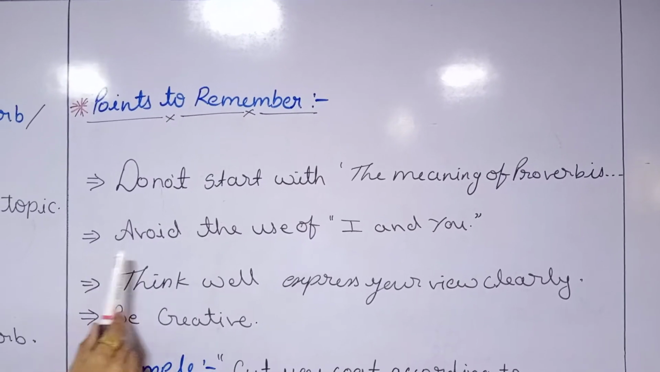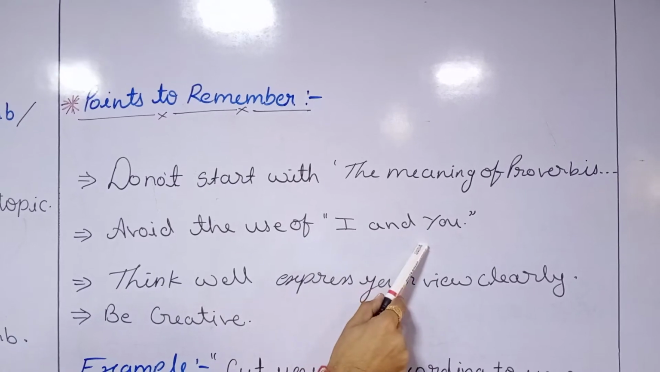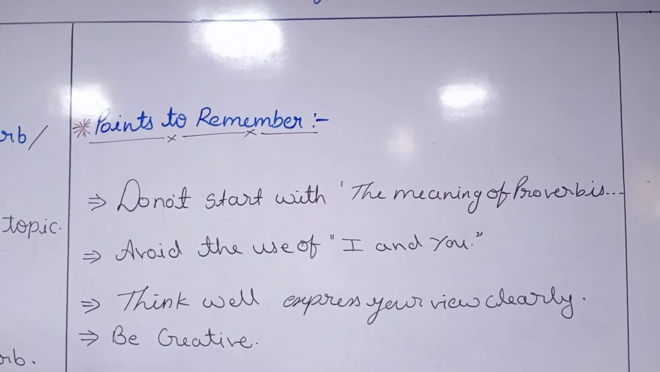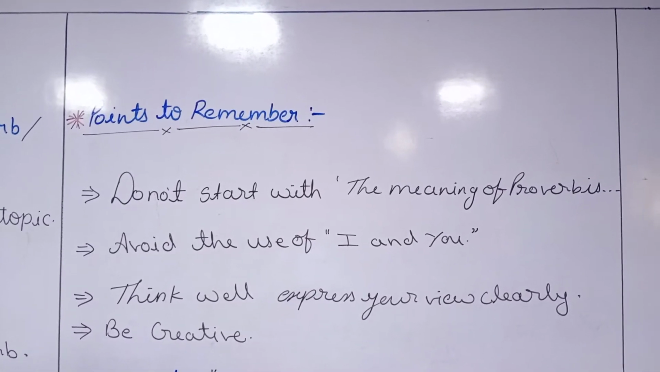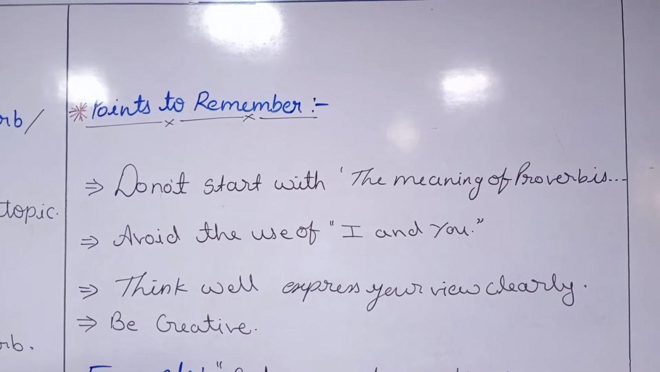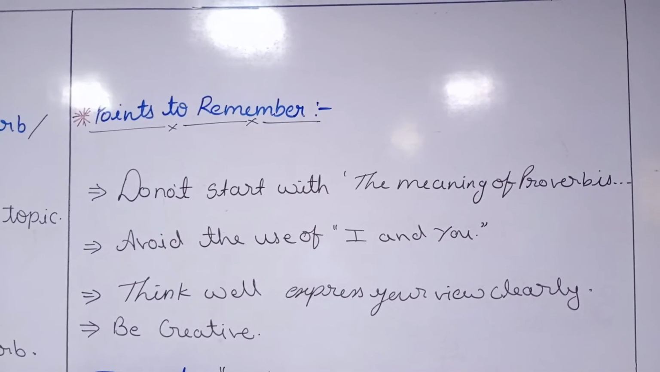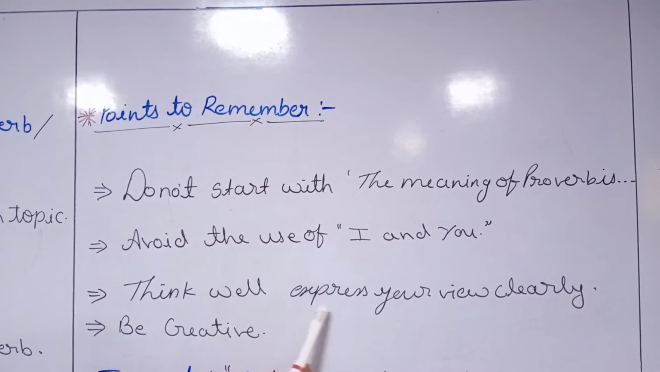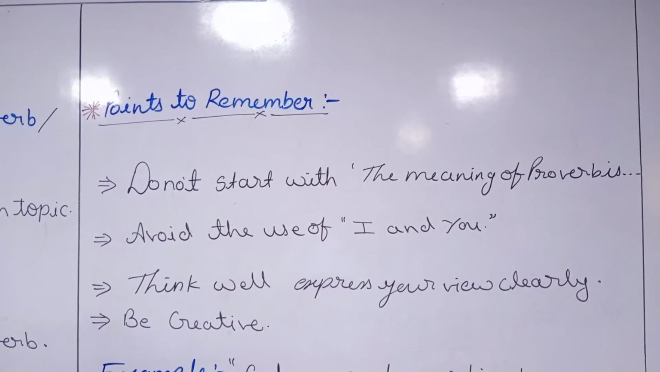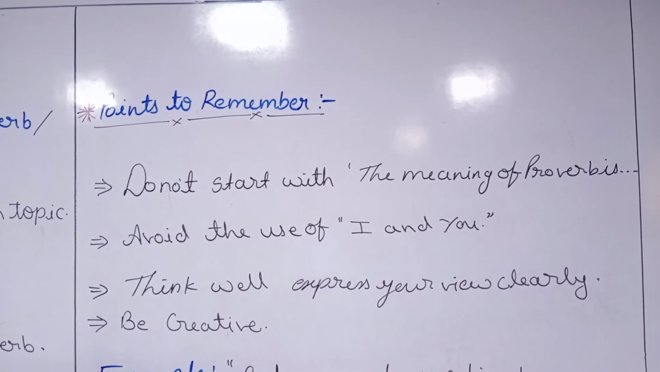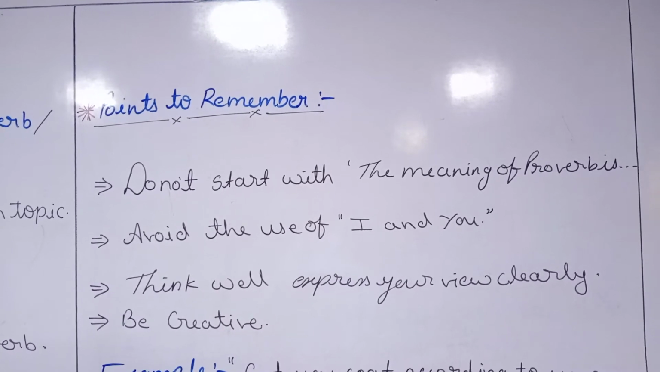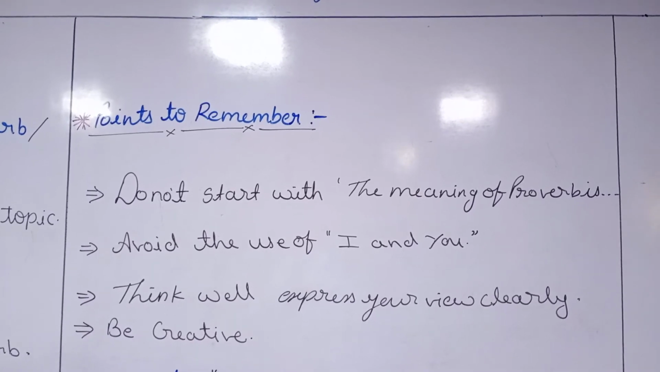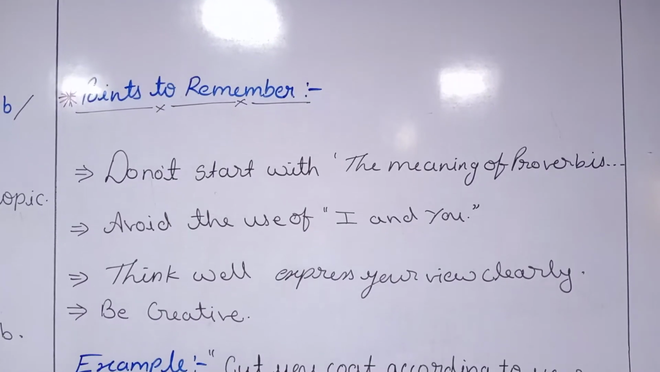The second one, avoid the use of I and you. Always avoid I and you, because whenever you are expanding the view, your own opinion, you are considering everyone in that. So never write I and you; try to avoid it. Think well and express your view clearly. Think clearly regarding the proverb or idea you have, and try to express your view clearly, so that the message clearly reaches the listener or those who are reading it.